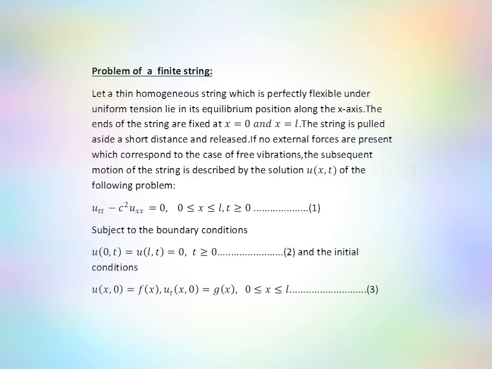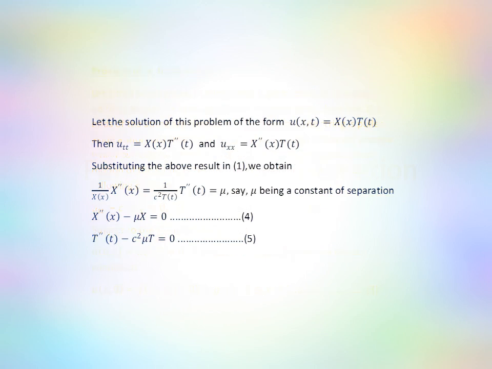and now we solve this problem by separation of variables. Let the solution of this problem be of the form u of x, t equal to capital X of x times capital T of t. Then u_tt equal to capital X of x times capital T double dash of t, and u_xx equal to X double dash of x times capital T of t. Substituting the above result in equation 1, we obtain 1 by X of x times X double dash of x equal to 1 by c squared T of t times T double dash of t equal to mu, where mu is a constant of separation.